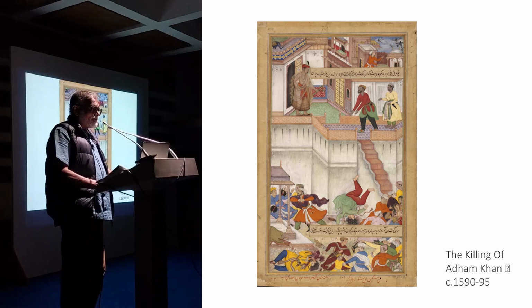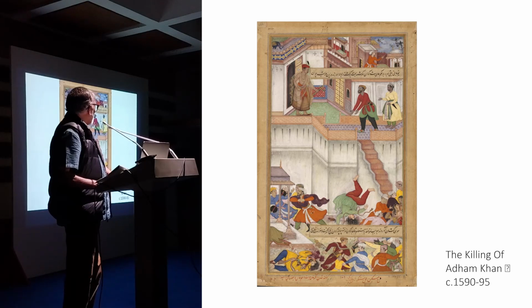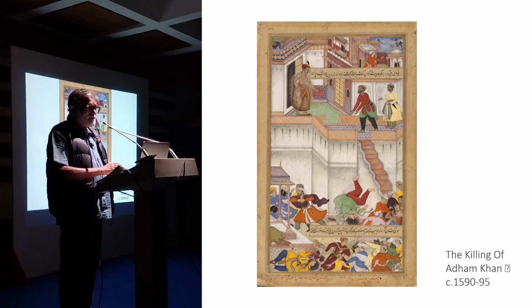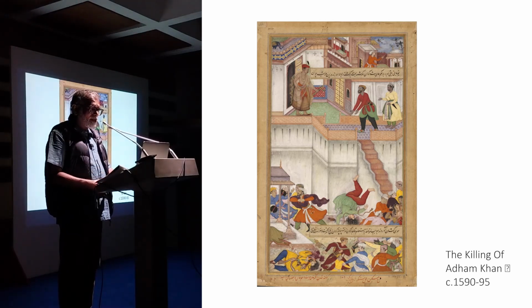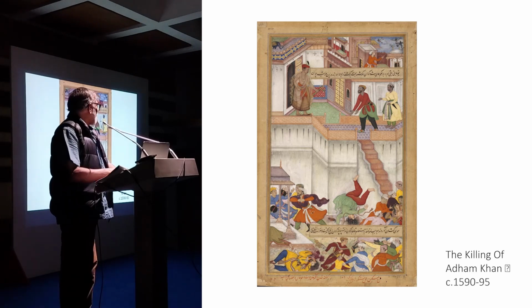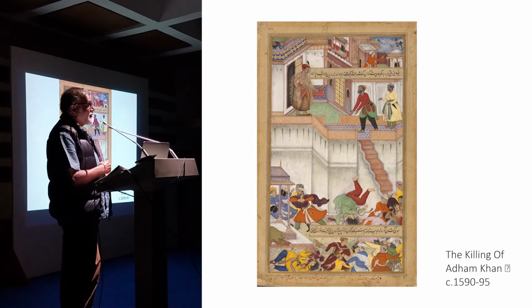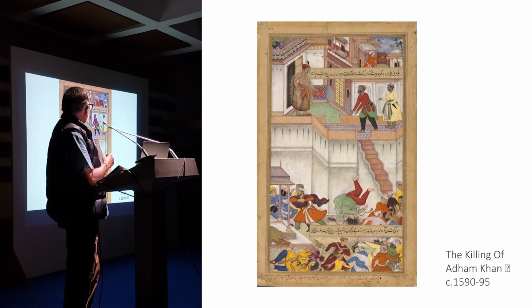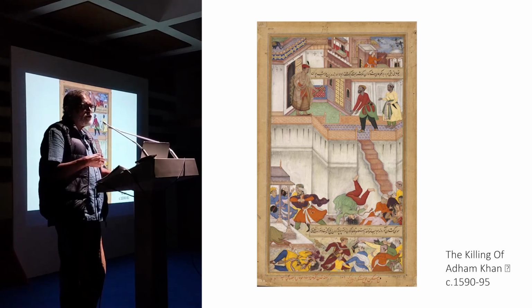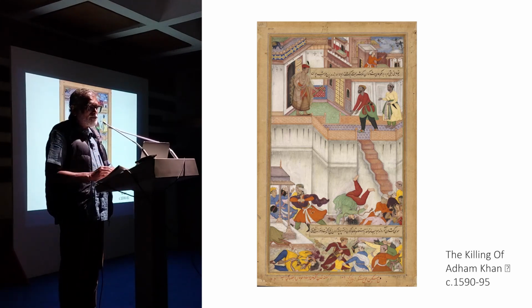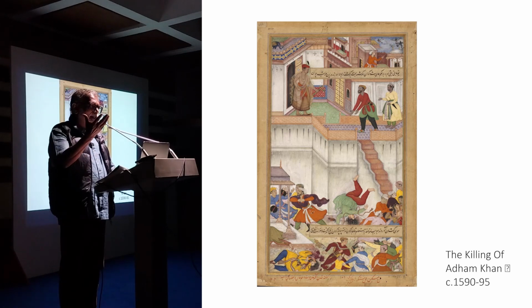So you have Akbar at the top, ordering Adam Khan to be thrown down. But you also have, if you look behind, a little in the distance, a man who is freeing pigeons. So you have these two things, somebody's life being taken and then pigeons being freed in the air. So maybe you can see there are multiple narrations in a painting like this.